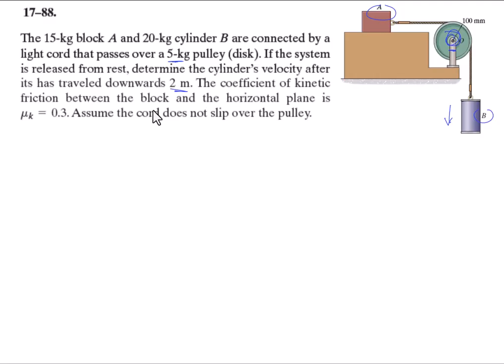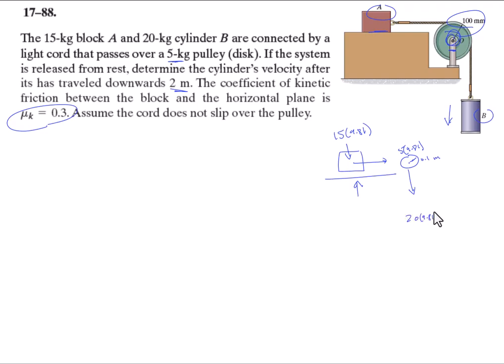The coefficient of friction is 0.3 between block A and the surface, and the cord doesn't slip. So the free body diagram can be drawn as this block with friction, a normal force, and a weight of 5 kilograms times 9.81 Newton. You have a cord tension here, the pulley radius is 0.1 meters, 100 millimeters, and you also have the weight of the second block, which is 2 times 9.81 Newton. We'll say that this is X and this is Y.